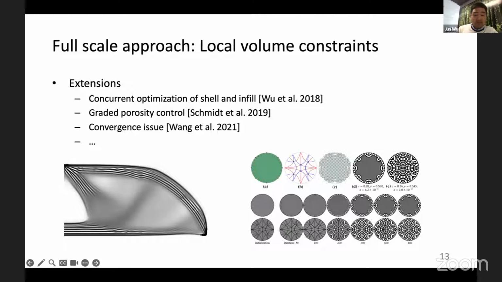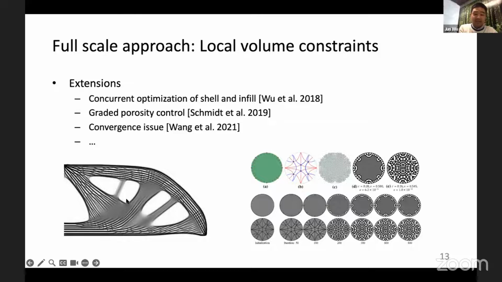There are quite some recent developments on this local volume constraint. For instance, to simultaneously optimize the shell and microstructure inside. Here, the shell and the internal structure are optimized simultaneously. This is half of the simply supported beam. An issue with this local volume constraint is it can converge very slowly. For instance, if we have a circular design space, with uniform pressure on the boundary, it has difficulty to converge. After 400 iterations or even after 1,000 iterations, the middle still remains gray.